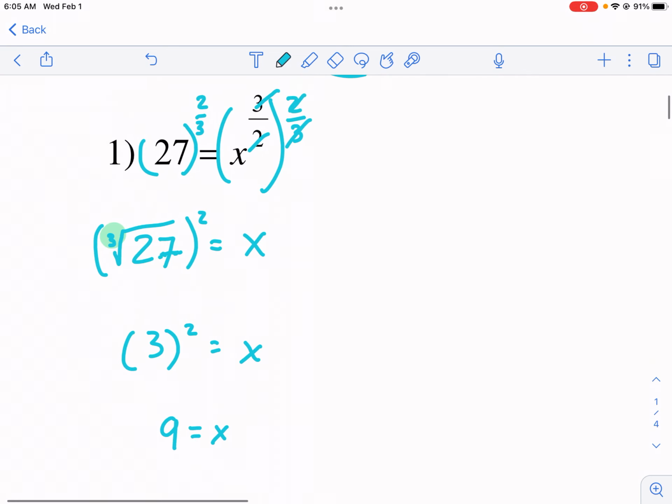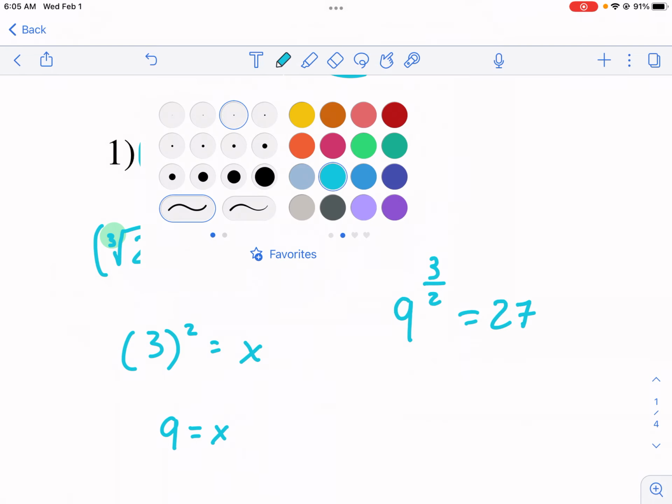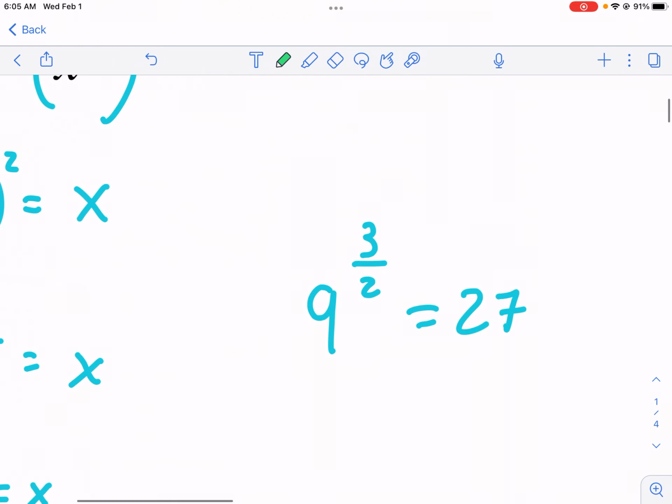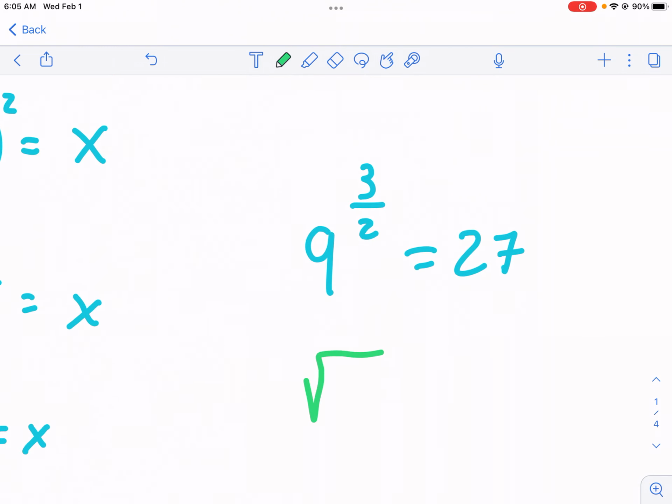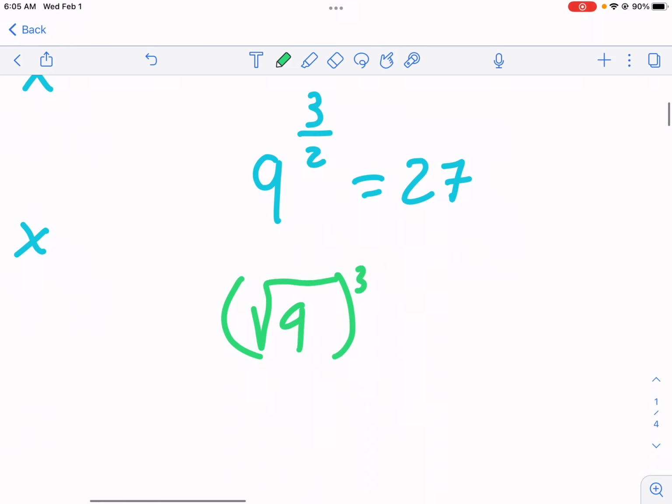Check it. Okay, so I want to plug it back in. If I do 9 to the 3/2 power, will that give me 27? This is my check. Okay, I'm going to go green for my check. What I can do here is that 2 in the bottom means I take the square root of 9, and then that 3 in the top means I can cube it. So I know the square root of 9 is 3, and then I'm going to cube it. Does that equal 27? And it does.